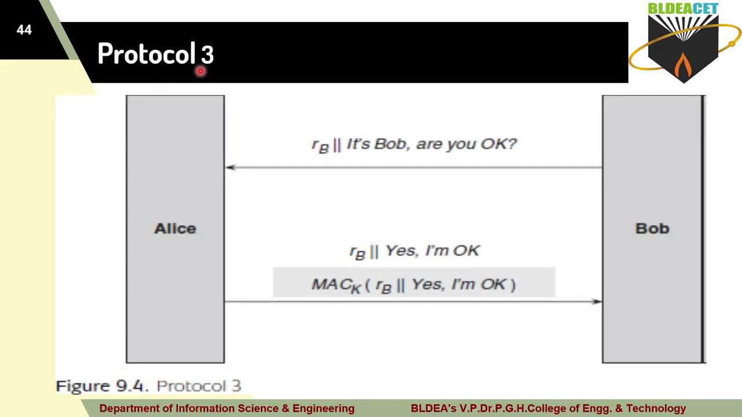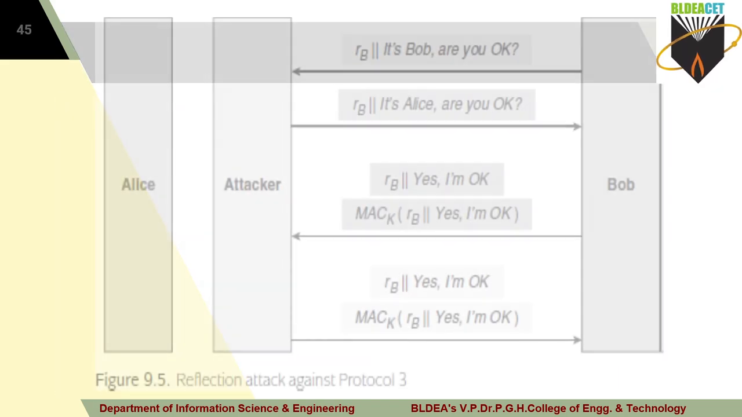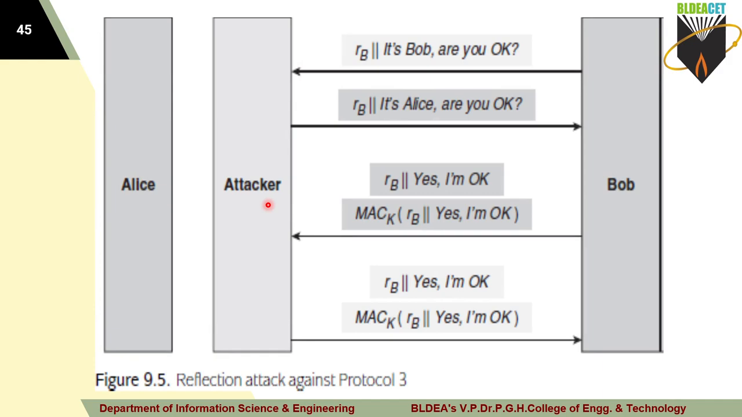Next is protocol 3. In protocol 3, you follow the same procedure. First Bob will send a message and Alice will reply. The reply message is the same as in protocol 1, but you are not including the identification of Bob, whereas in protocol 1 you included the identification of Bob. In protocol 3, you removed that. If you remove the identification in protocol 3, then a problem may arise. That is what we call a reflection attack against protocol 3. What is a reflection attack? Let's see. This is the scenario: Alice, Bob and the attacker. Once again, Bob will send the message.